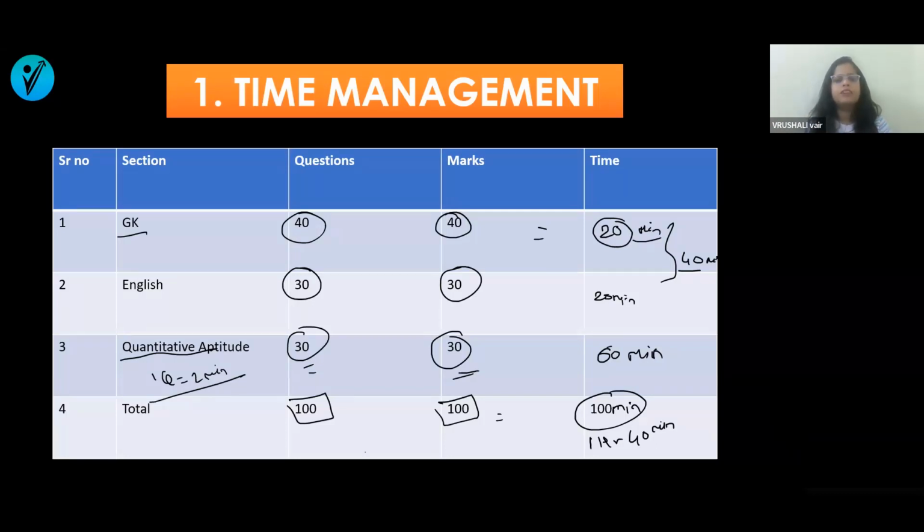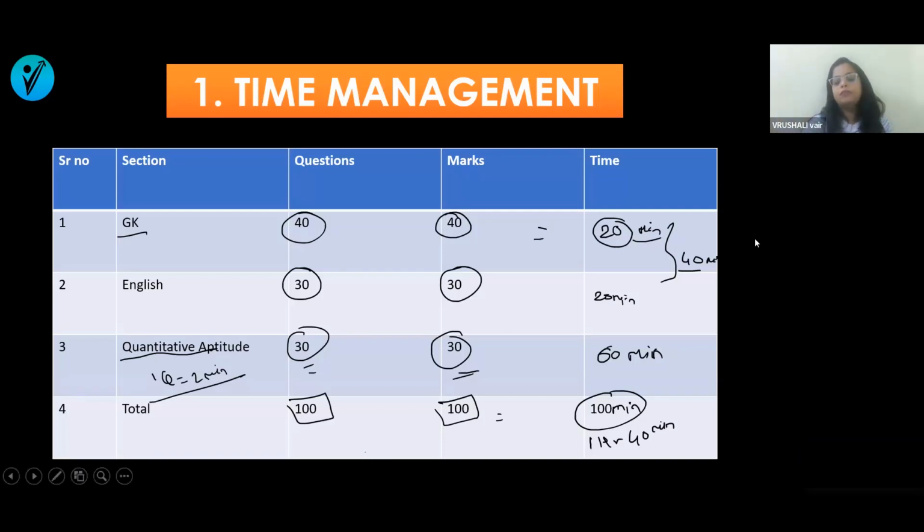Why can't we skip the question? Because we know there is no negative marking. So अगर by chance भी correct आ जाता है, then you will get 1 mark. So it will be beneficial for you itself, right? So you don't have to skip the question. So this is what you should understand about time management.